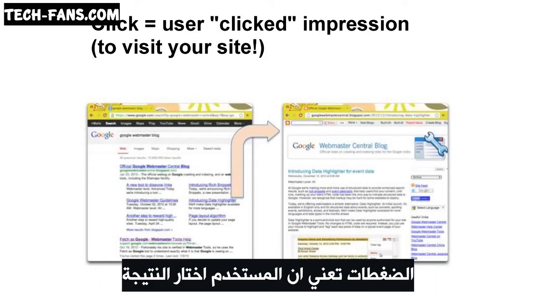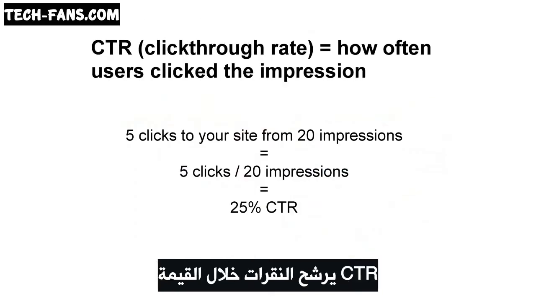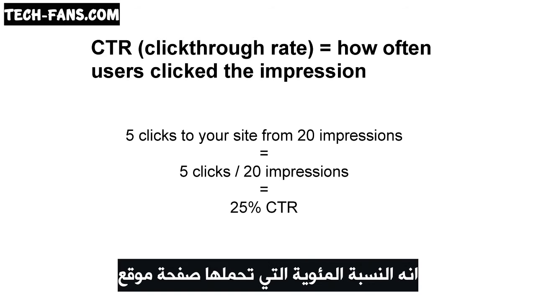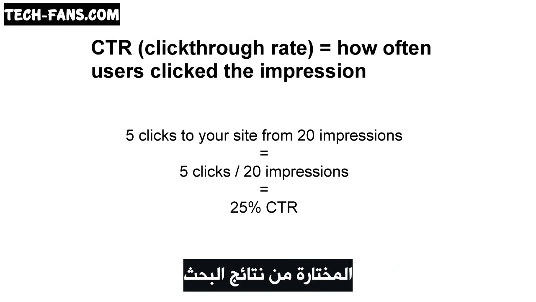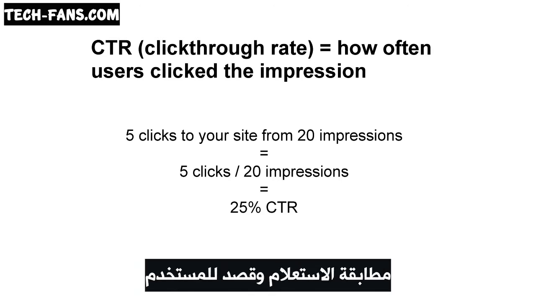Click means that the user selected the result. They must have found the display enticing. CTR stands for click-through rate. It's the percentage that the site's page was selected in results. This provides some insight into how well the results display match the query and the user's intent.